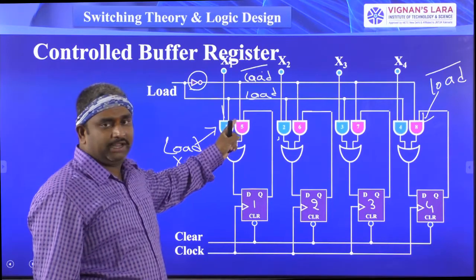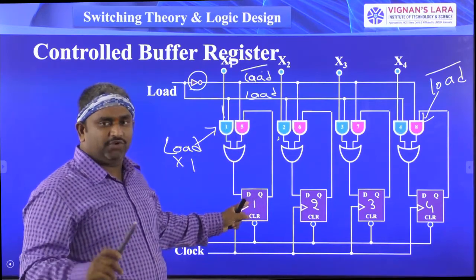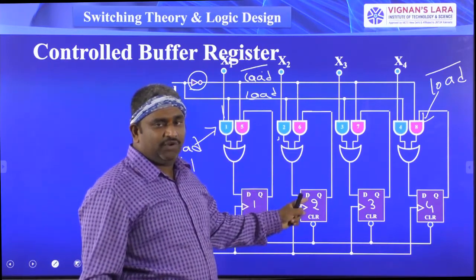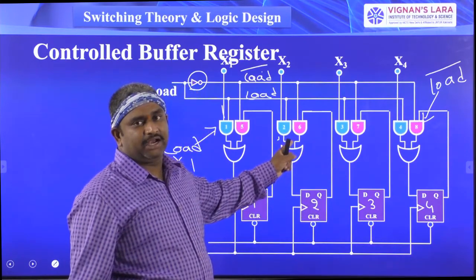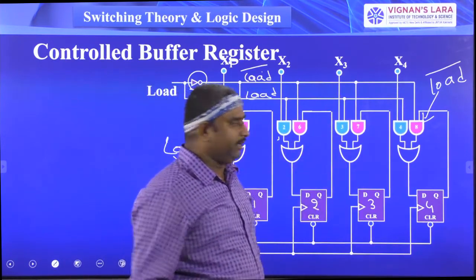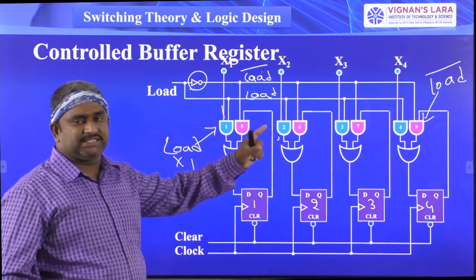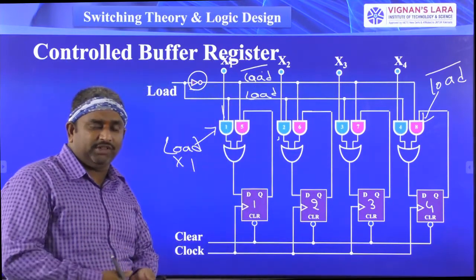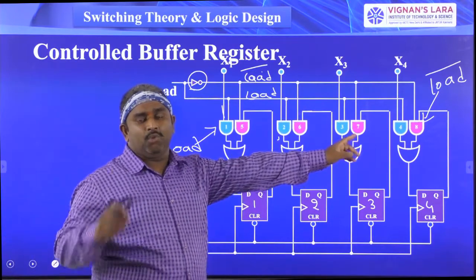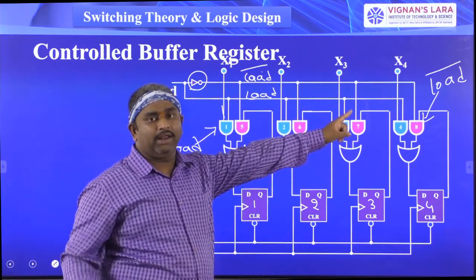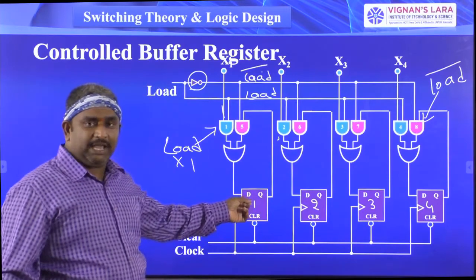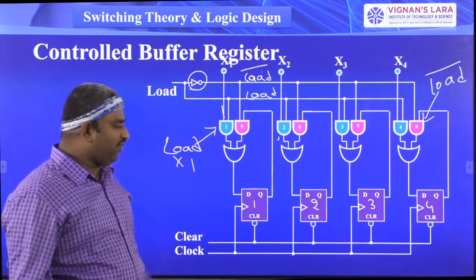So for the fifth AND gate, one of the inputs is connected to the first flip-flop output. The second flip-flop output is connected to the second AND gate input. Like that we have connected. So for the pink color AND gates 5, 6, 7, 8, which are 4-input AND gates, one input is connected to the load bar, and another input is connected to the same flip-flop output.